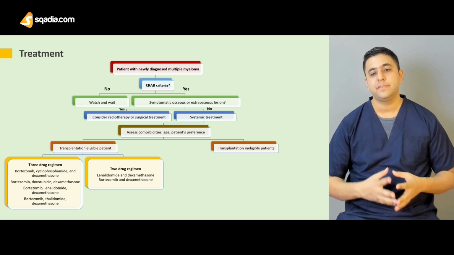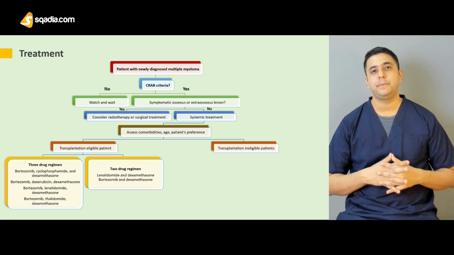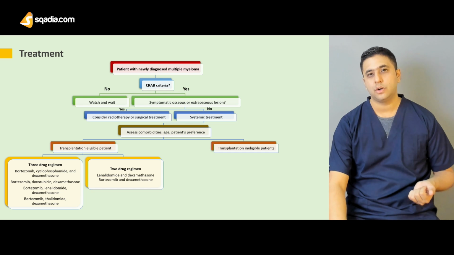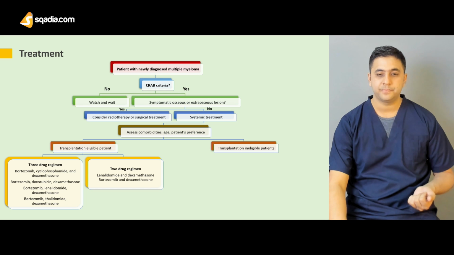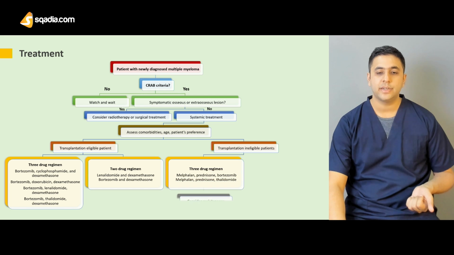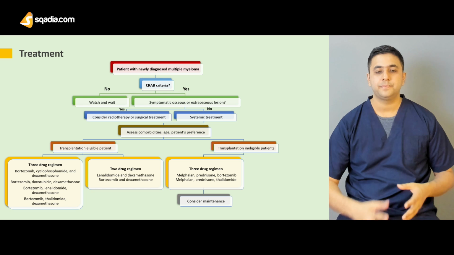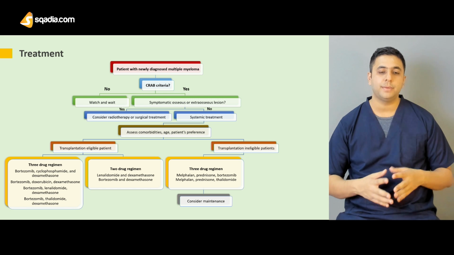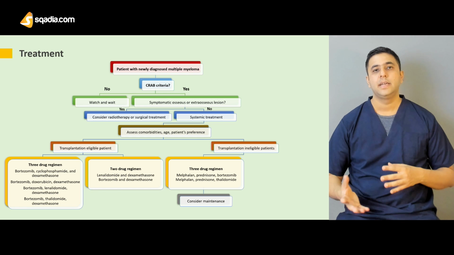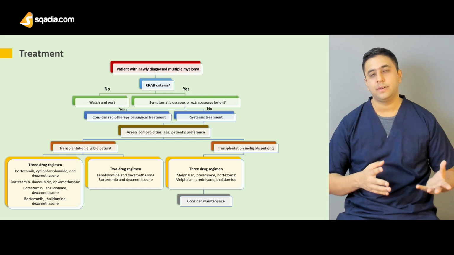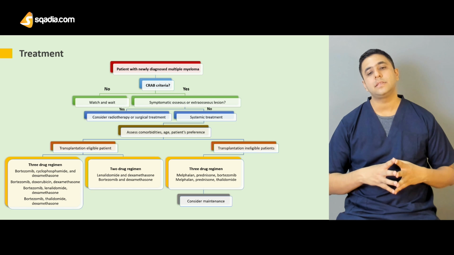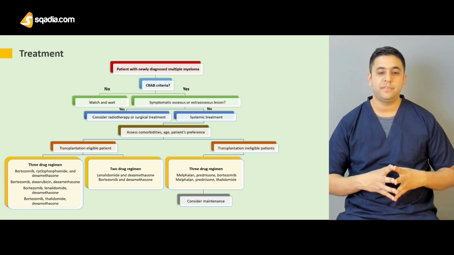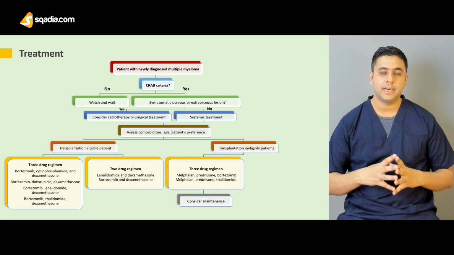On the other hand, if we have a transplant-ineligible patient, or the patient does not want to undergo transplant, or has certain comorbidities that do not allow a transplant to take place, in that patient we have a 3-drug regime, majorly composed of another steroid, prednisone. Along with that, we can add bortezomib or melphalan. Melphalan is another chemotherapeutic agent used for other diseases as well. We can also use thalidomide in these patients along with prednisone or melphalan. And then we consider the maintenance therapy.